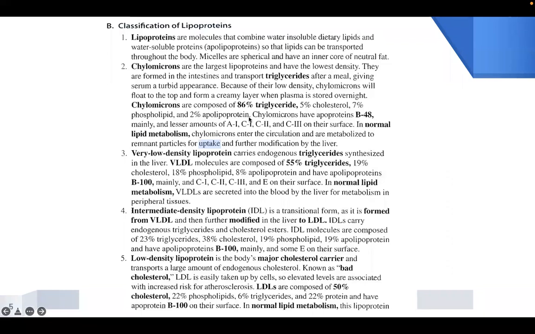So yung number 1 natin doon is si chylomicrons. These are the largest lipoproteins and have the lowest density. Again, siya yung pinakamalaki, pero siya yung may mababang density. They are formed in the intestines and transport triglycerides after a meal, giving a serum turbid appearance. Because of their low density, chylomicrons will float on the top and form a creamy layer when plasma is stored overnight.